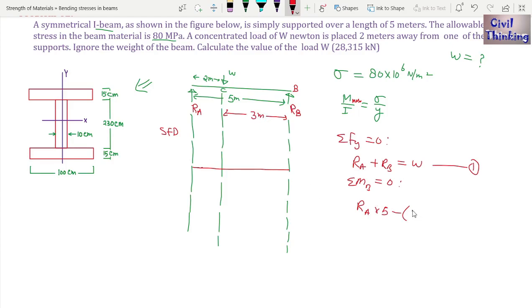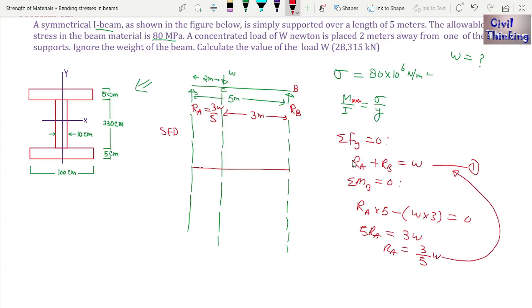So it is W multiplied by 3, which is equal to 0. So we get 5RA is equal to 3W, or we can get RA equal to 3 upon 5W, right? So RA is 3 upon 5W. Now I can find RB from the first equation.